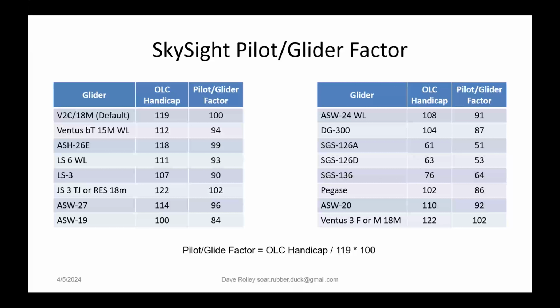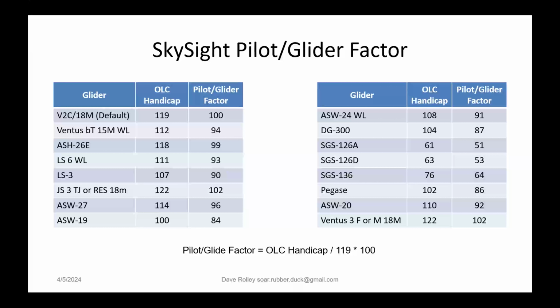Okay. Come over to the other column, a DG300 at 126, both of those pilot factors are below the table. The 136 at 64, Pegasus and ASW-20, and then the other one, the Ventus 3, whether it's the FES or whether it's the M, both of those at 18 meter have handicap at 122. And there's the formula underneath that too, as I didn't hit everybody's glider.